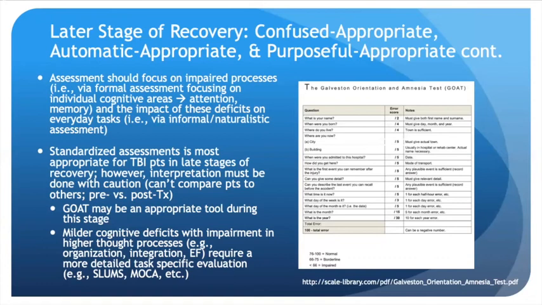Given a patient with milder cognitive deficits, for example, organization, integration, other executive function deficits, this patient might require a more detailed, more specific evaluation that assesses these other aspects of cognition. So, for example, the SLUMS or the MoCA would be more appropriate than the GOAT, for example. And here's the GOAT again, and there's a website where you can get the GOAT. As you can see, this is an orientation and amnesia test. So there is a somewhat minimal assessment of executive function in the GOAT.